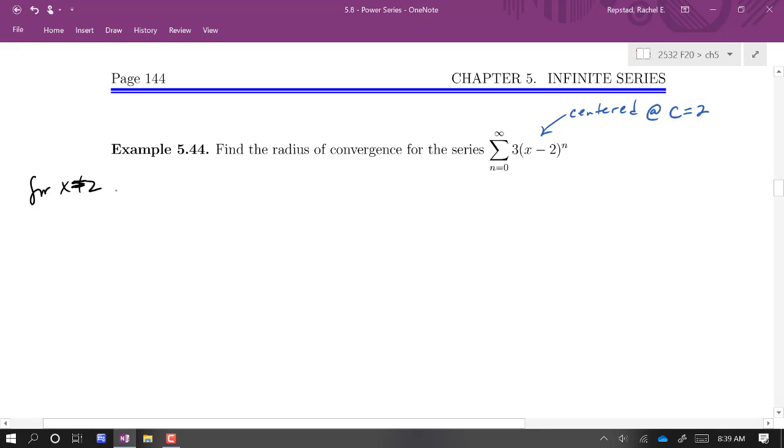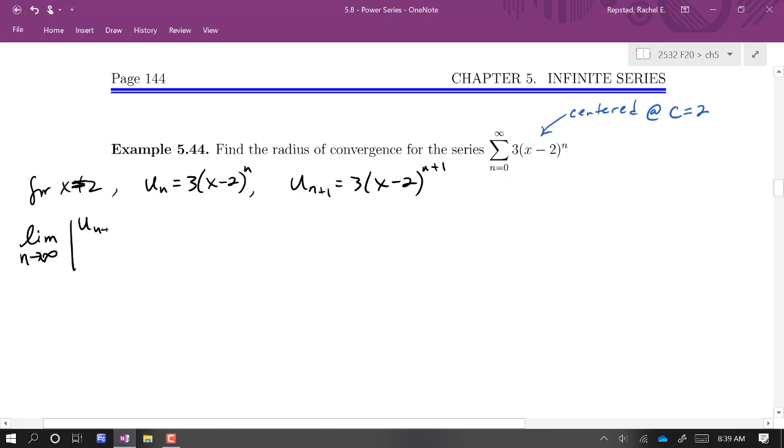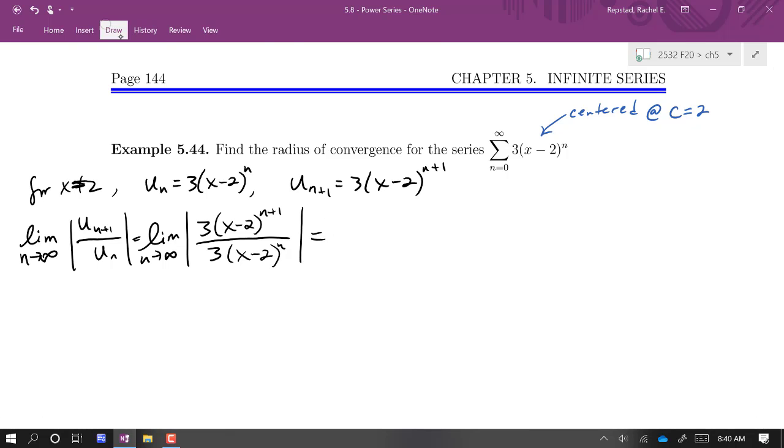And so for x not equal to 2, if we consider some arbitrarily fixed value of x that isn't the center, that is not 2, we're going to write out the nth term and the n plus first term, and set up our limit. The limit as n approaches infinity of u sub n plus 1 over u sub n. This is the limit as n approaches infinity of 3 times x minus 2 to the n plus 1 over 3 times x minus 2 to the nth power. We do some canceling. So the x minus 2 to the nth power, all of those are gone. We're just left with x minus 2 to the first power up top. And of course the 3's cancel.